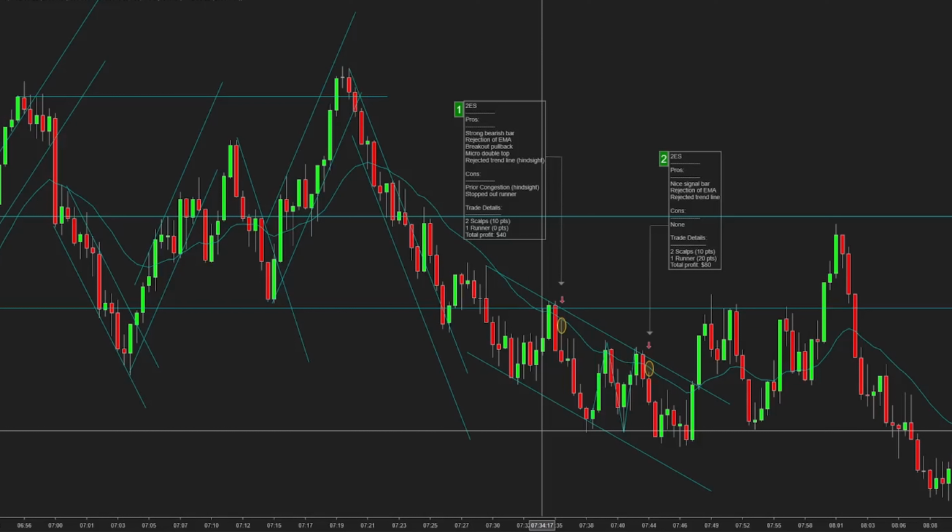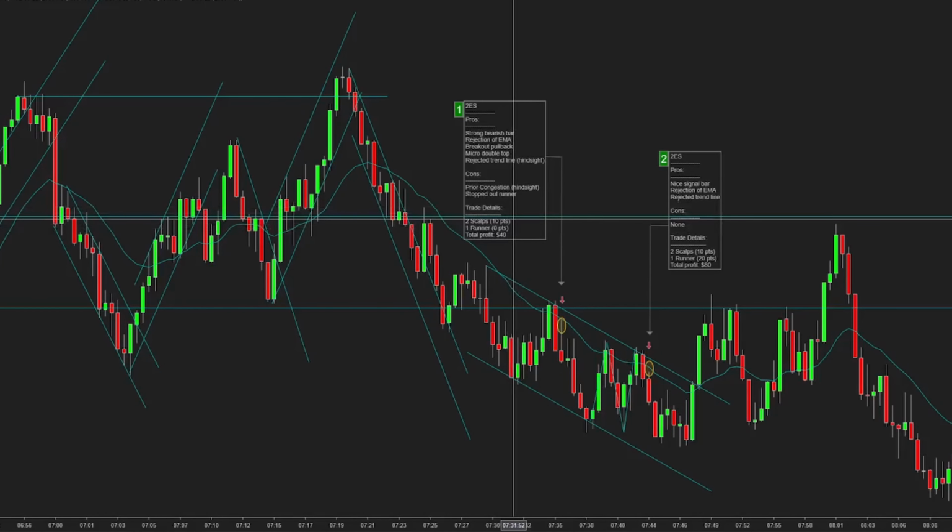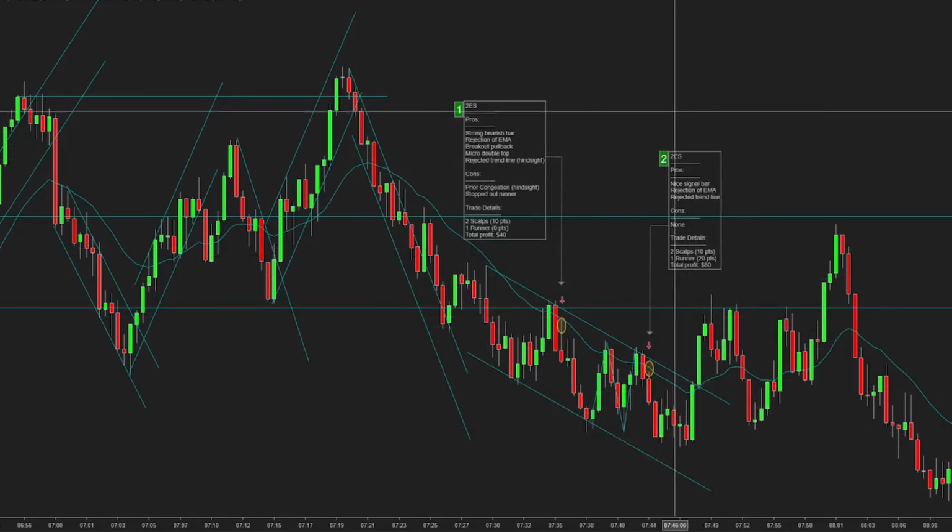We traded 3 contracts. We got out of our runner for break even and then made 10 points on the 2 scalping contracts that I had. So that was a $40 play there. And onto my second trade.